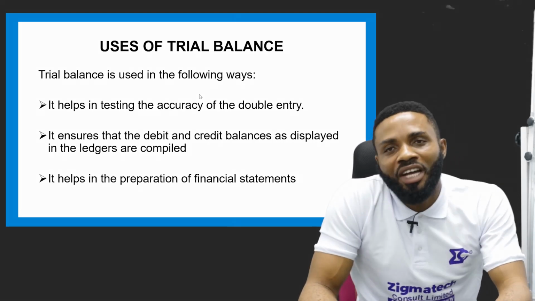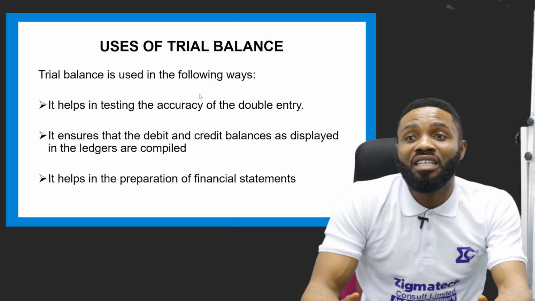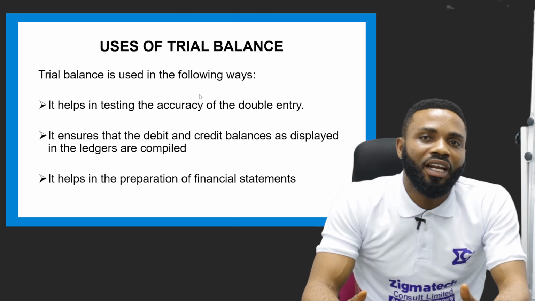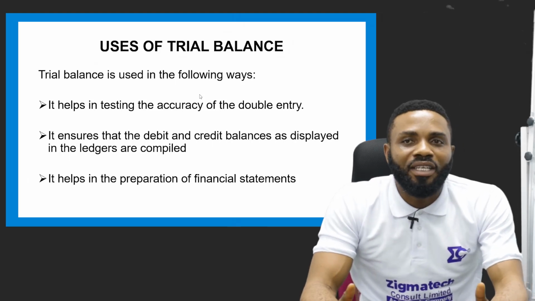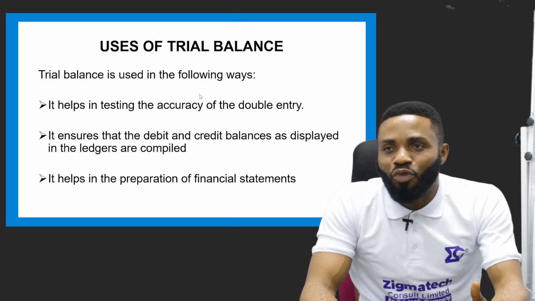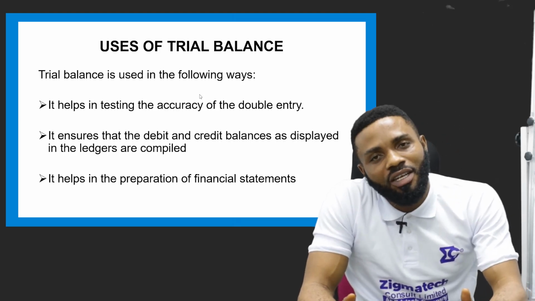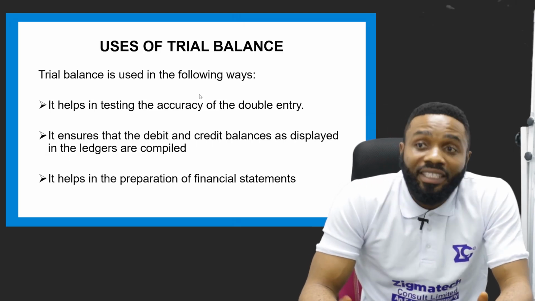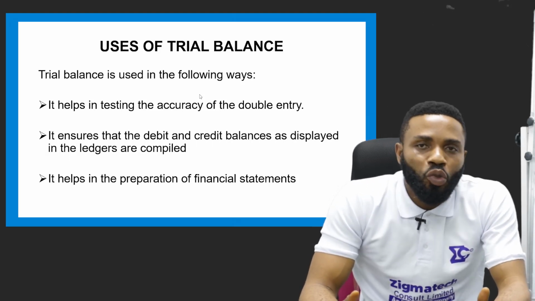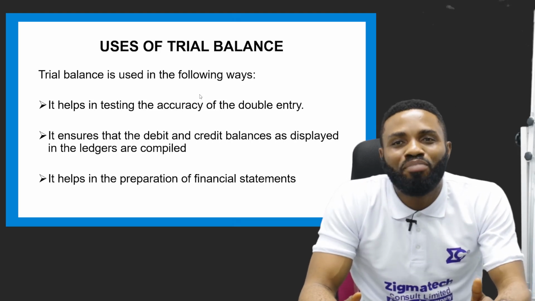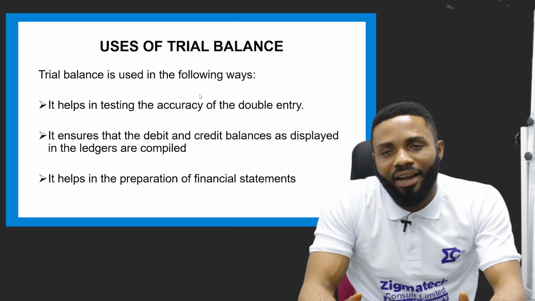Now, the uses of trial balance. Trial balance can be used in different ways. But for the sake of this lesson, we're going to look at it from 3 angles. Number 1, it helps in testing the accuracy of the double entry. It wants to find out if the double entry is accurate, if it is correct, if it is objective enough. And then number 2, it ensures that the debit and the credit balances as displayed in the ledgers are compiled.